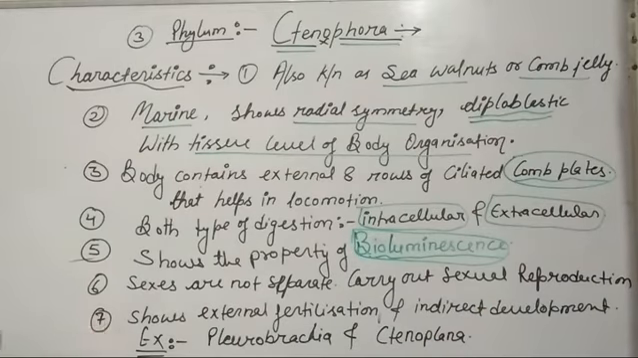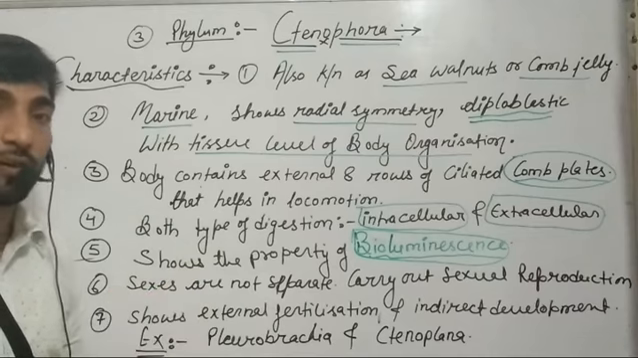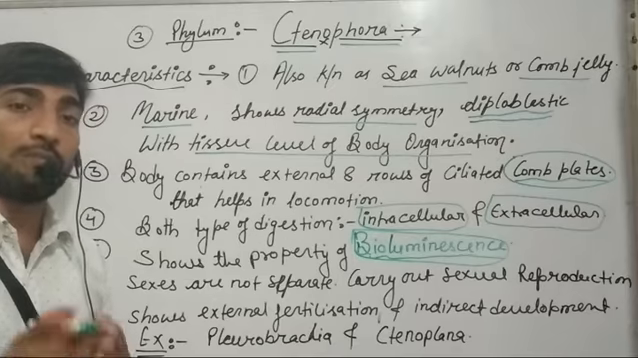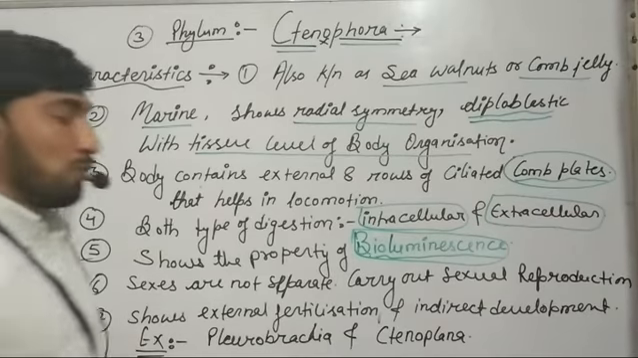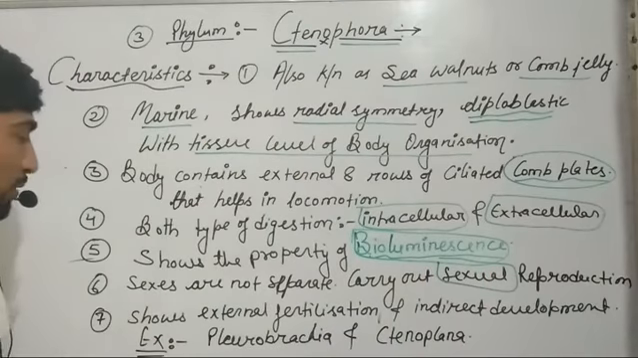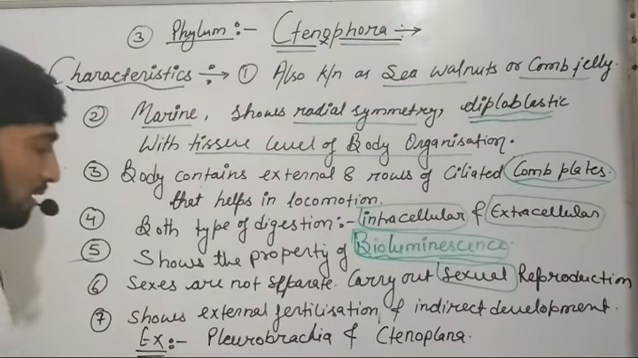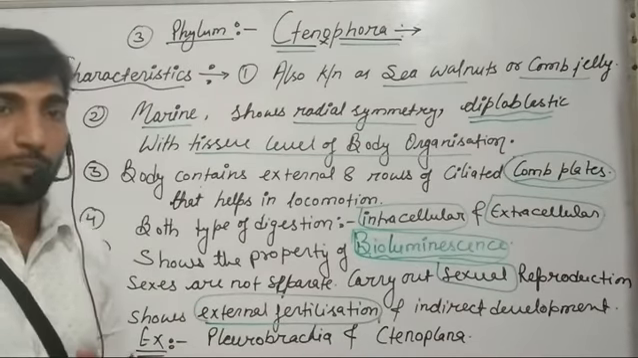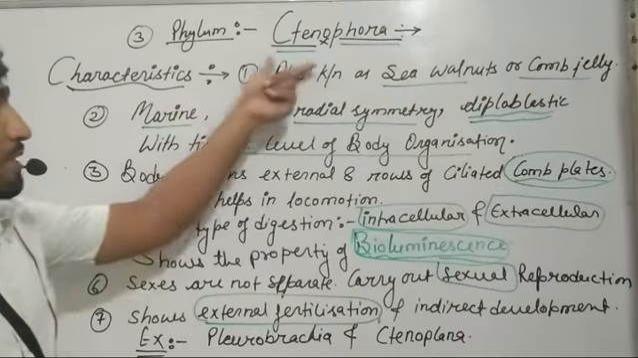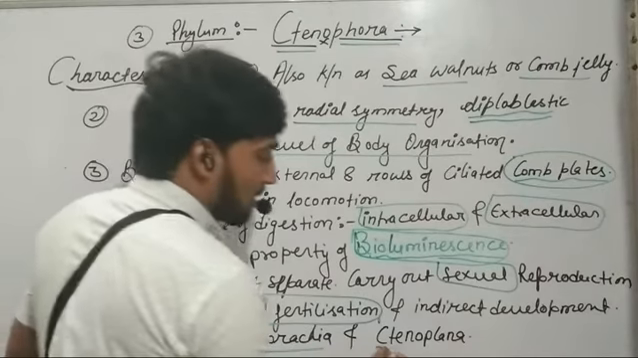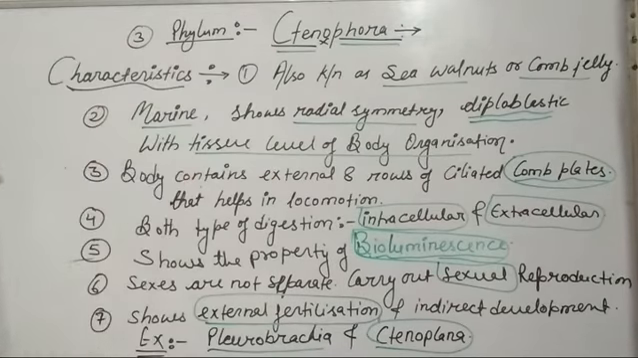Further, in case of Ctenophora, the sexes are not separate. That's why the organisms belonging to Ctenophora reproduce only through sexual reproduction. During sexual reproduction, they show external fertilization with indirect development. The examples of organisms belonging to Ctenophora include Pleurobrachia and Ctenoplana. So these are the two examples, Pleurobrachia and Ctenoplana.